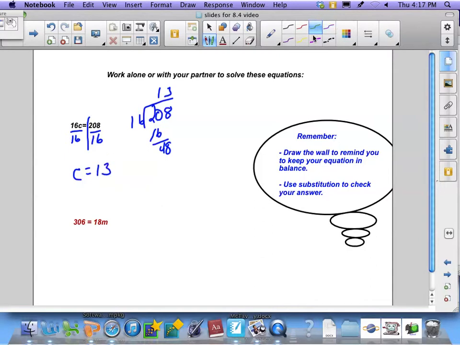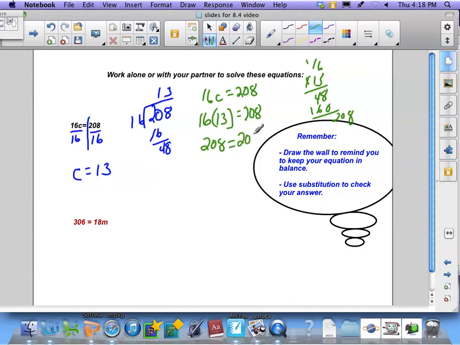Now remember, you're always going to check your answer. Start by rewriting the equation: 16c equals 208. We think c is equal to 13, so we're going to substitute that value, just like we've been doing, and see if it's a solution for c. Don't forget, no fake checking. We actually have to do the math in order to see if this is a solution. 16 times 13 is 208, so you know your answer is correct.